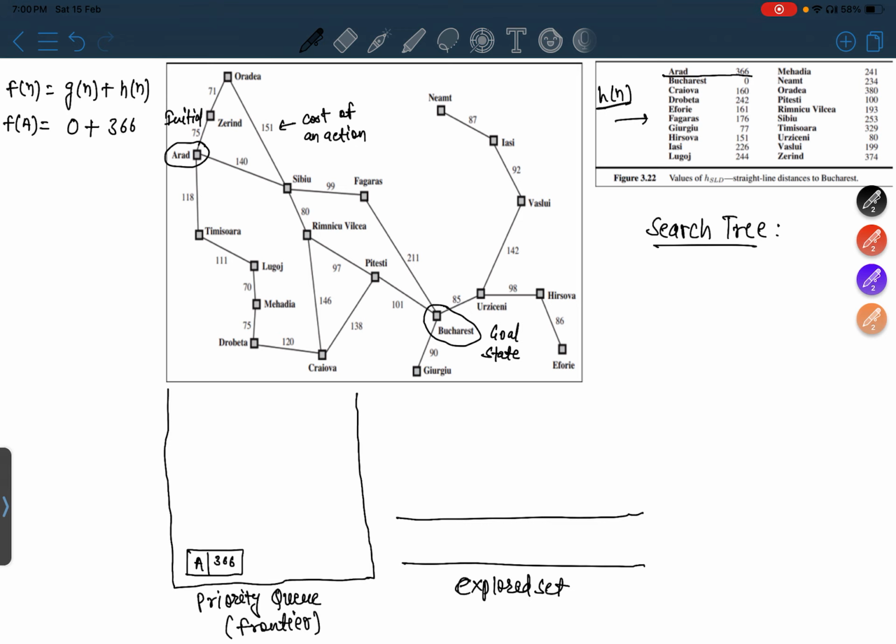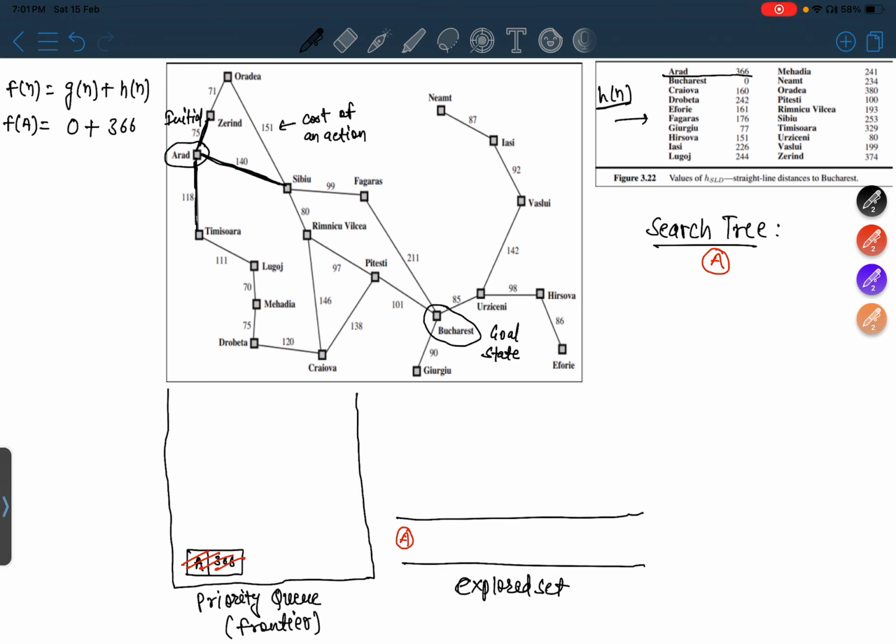So now what? Remove a node from the frontier. Which node should we remove? Since there is only one node, we'll remove the node A from the frontier, add it to the explored set, and add it to our search tree itself. Now since A is explored, the neighbors of A will be added. What are the neighbors of A? S, T, and Z. So these are the three neighbors of A.